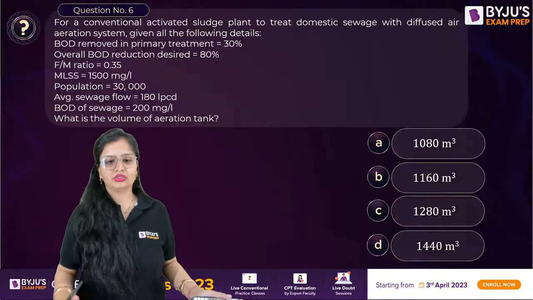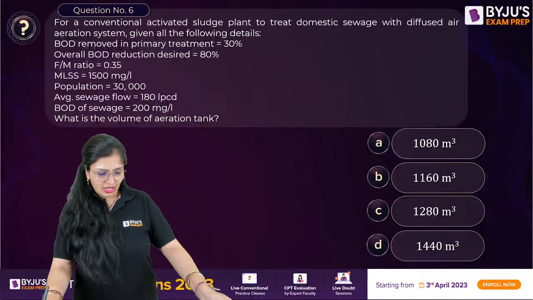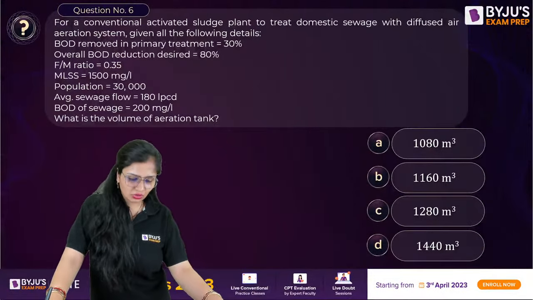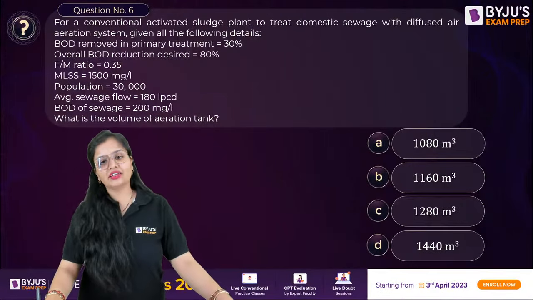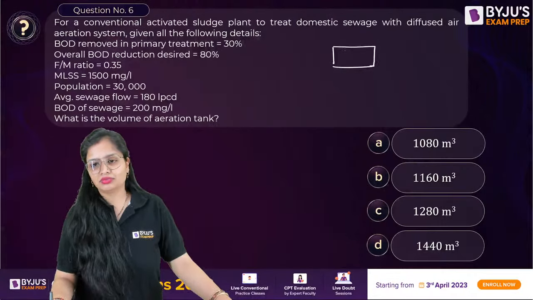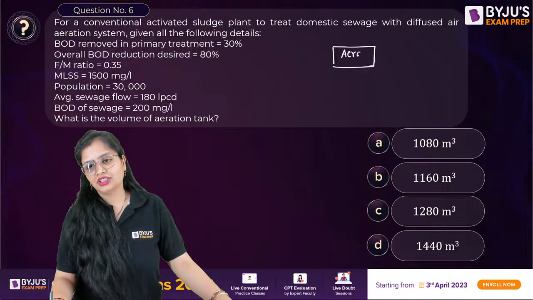Okay. Now, next question. Come on. Very simple questions, but they have just twisted the question. This question is related to the activated sludge process, that is ASP. This is the aeration tank.